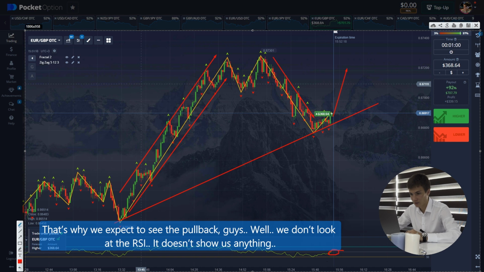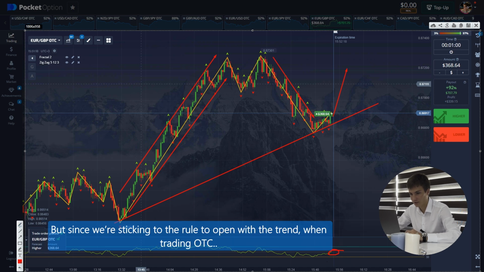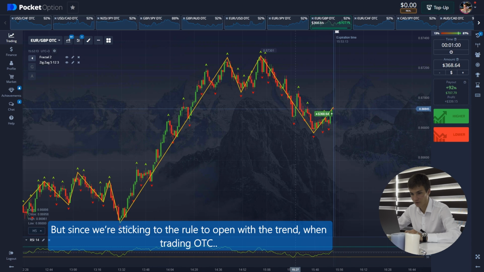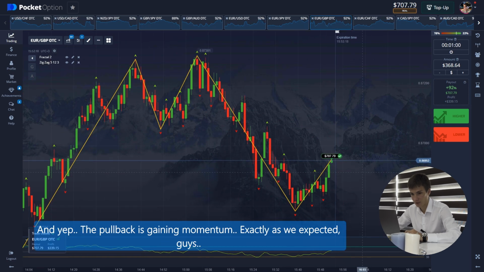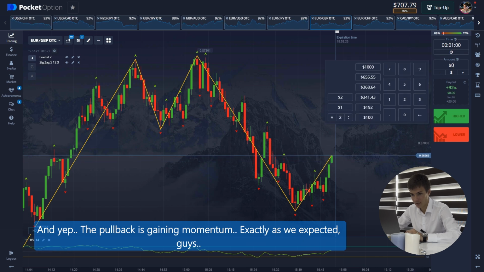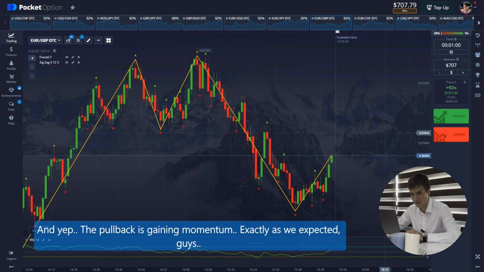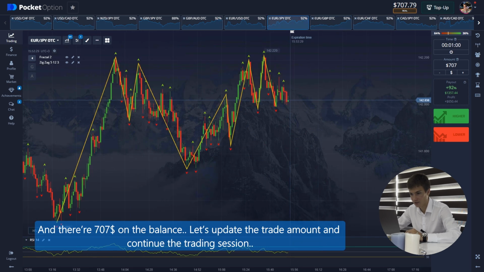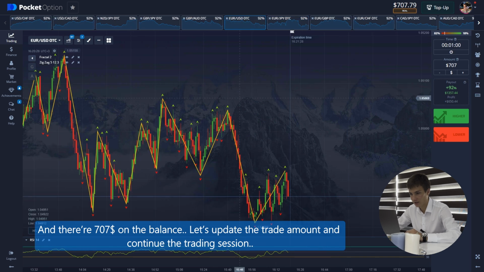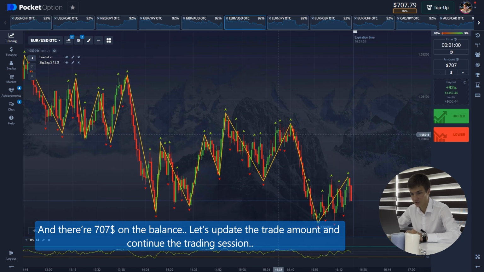We don't look at the RSI. It doesn't show us anything but noise. We are sticking to the rule to open with the trend when trading OTC. And yep, the pullback is gaining momentum, exactly as we expected, guys. And there we've got $707 on our balance. Let's update the trade amount and continue the trading session.